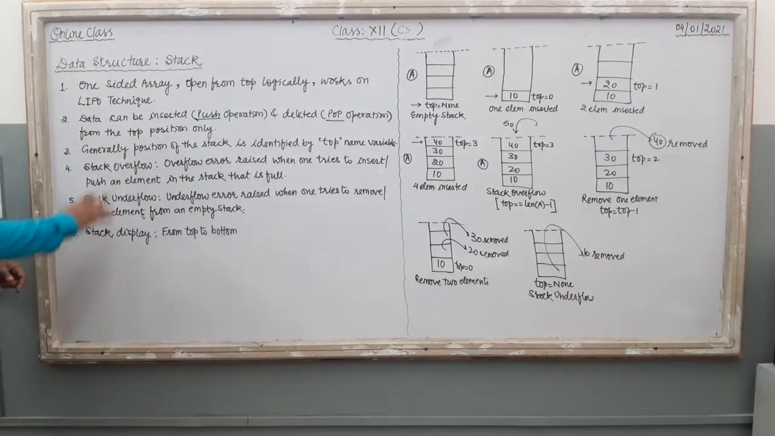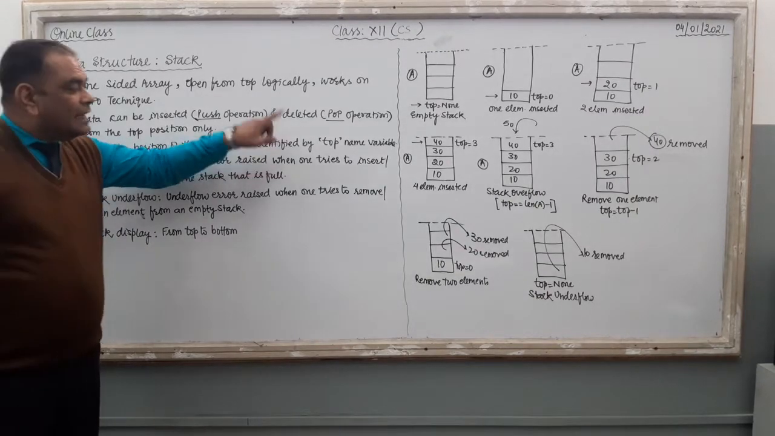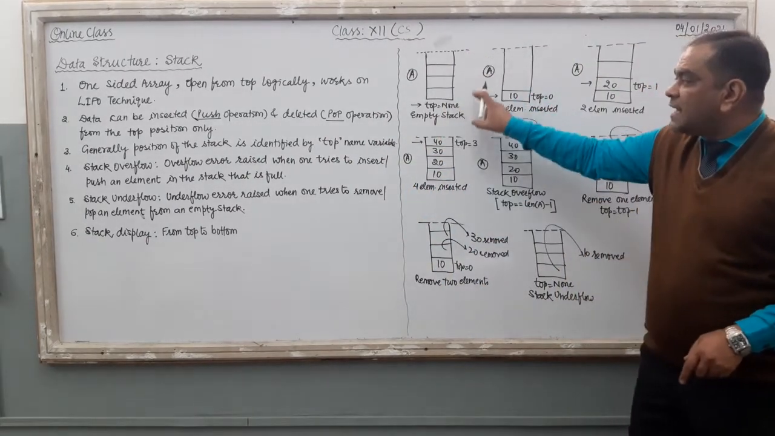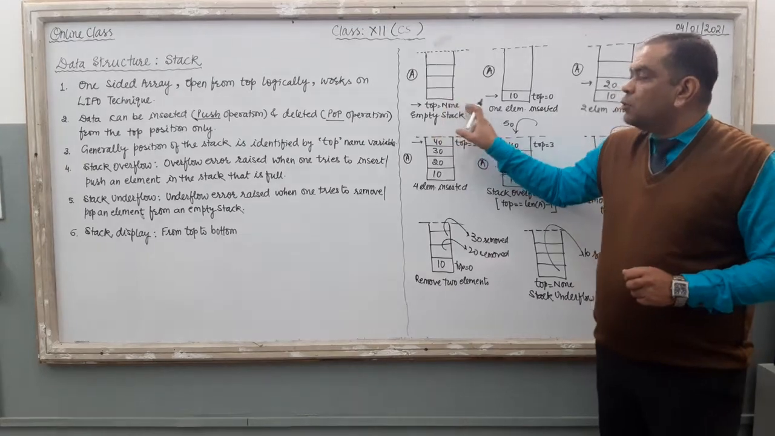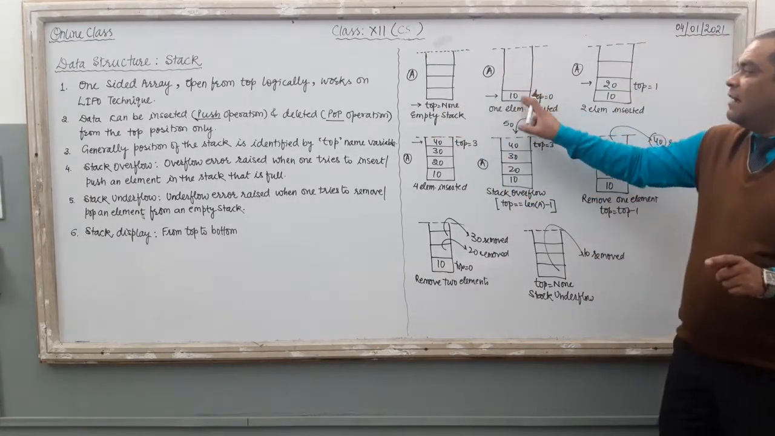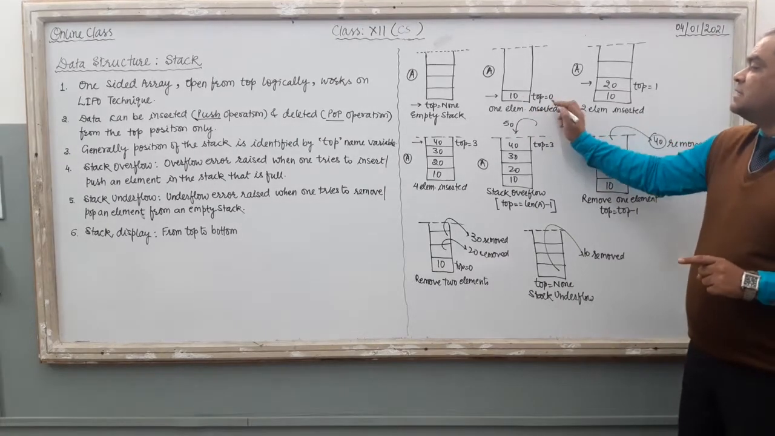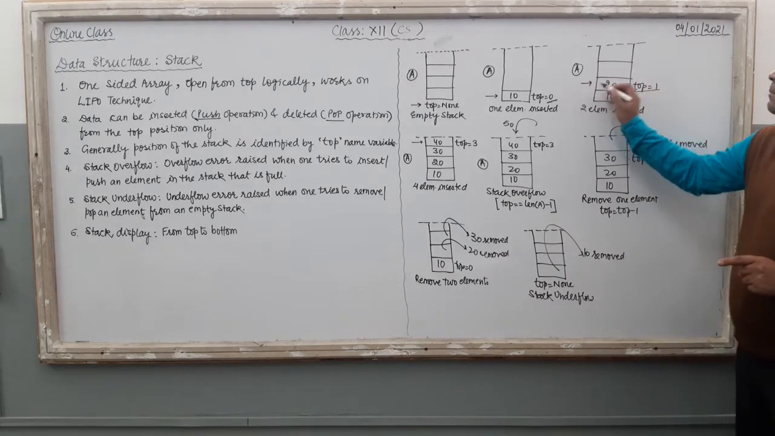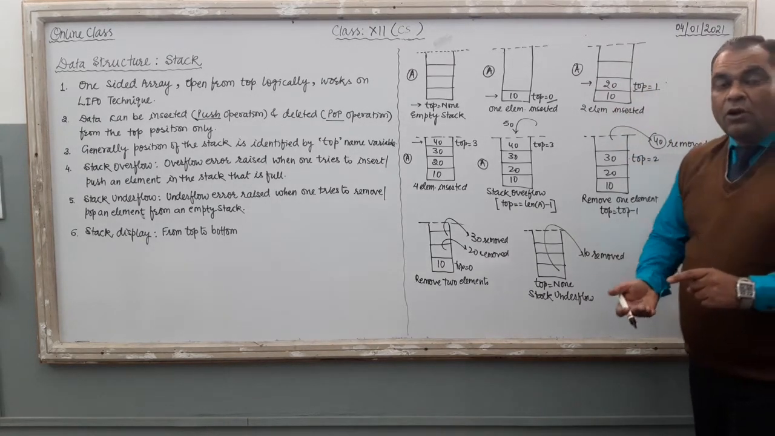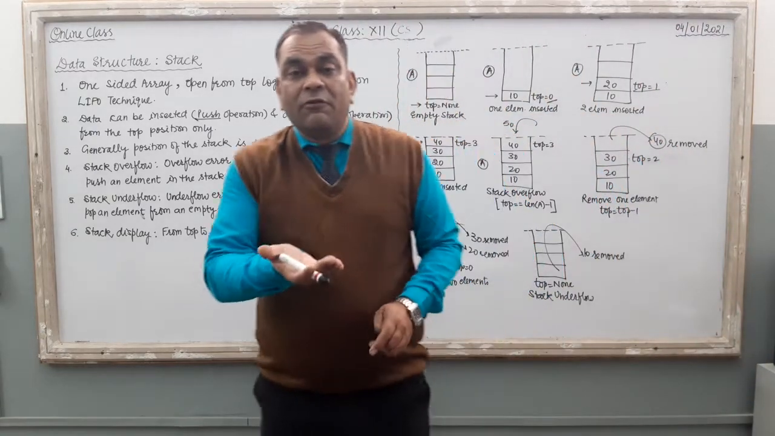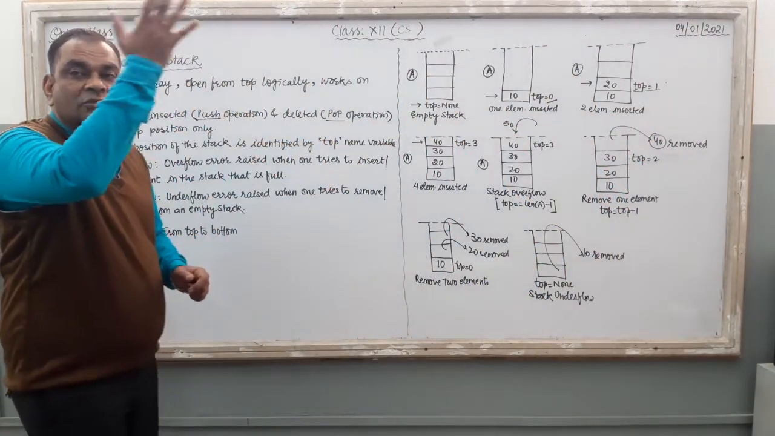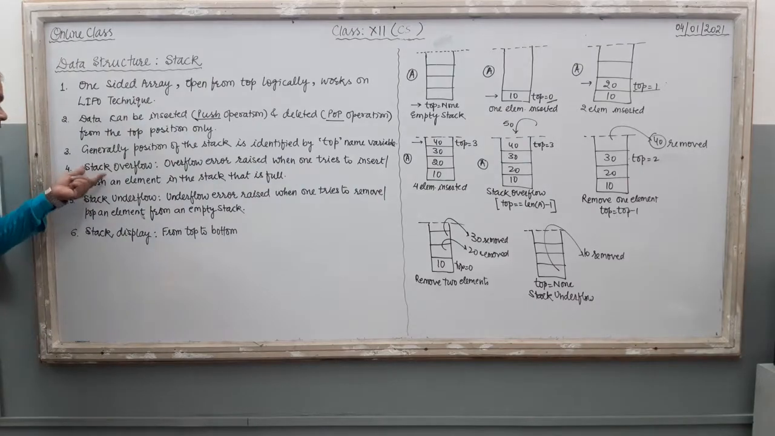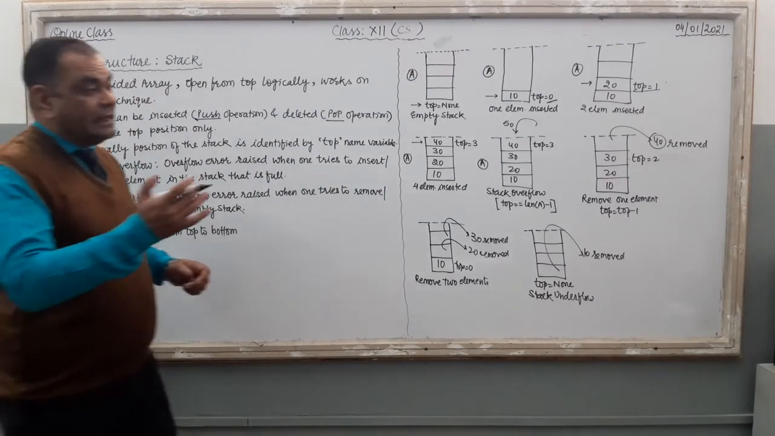Now the next thing, generally the position of the stack is identified by a variable named top. If the stack is empty, then top equals none. If you insert the first element in the stack, then the top equals 0. Then if 2 elements are there, the top is at 1. So top is incremented from none to 0, 1, 2, 3 and so on till the size of the stack.